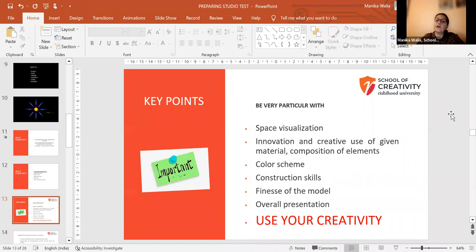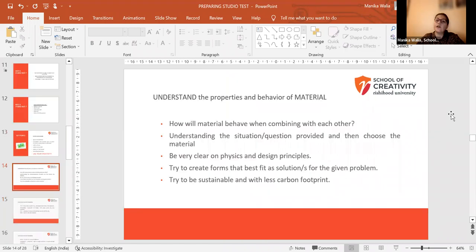Use your creativity, right? Understand the properties of the material, which I have just spoken about. How will material behave when you are combining the two materials, all hard material, but say supposedly if they give you a material, okay? How would you use the two? How would you combine it? That's how we want to see.